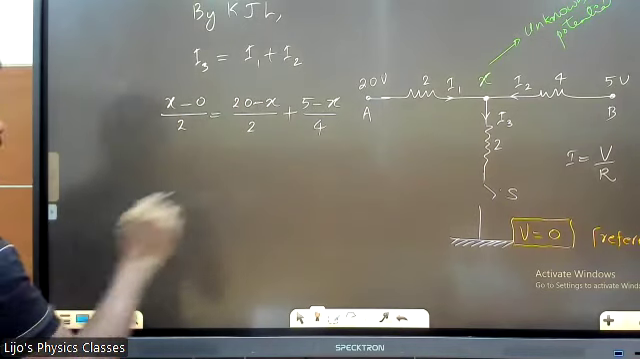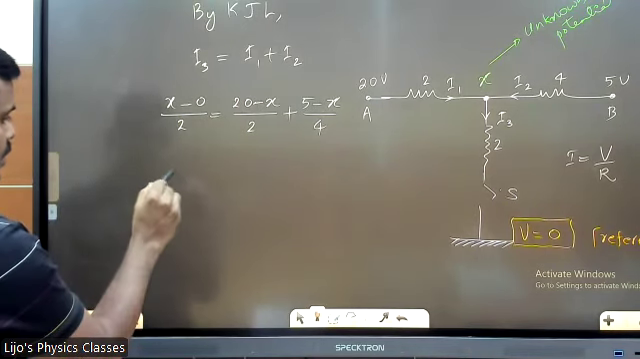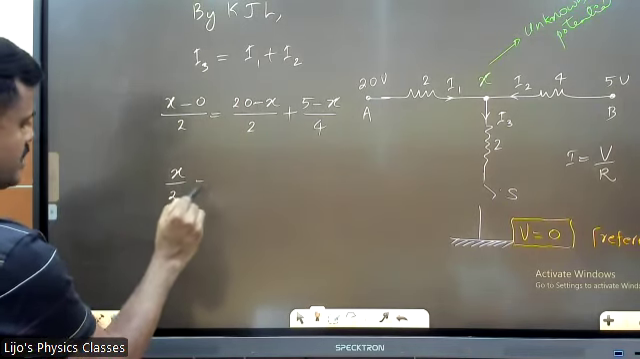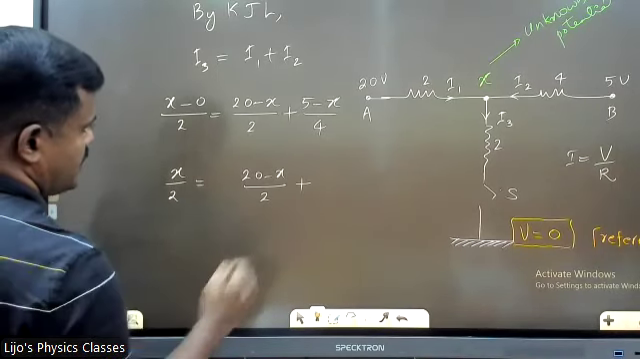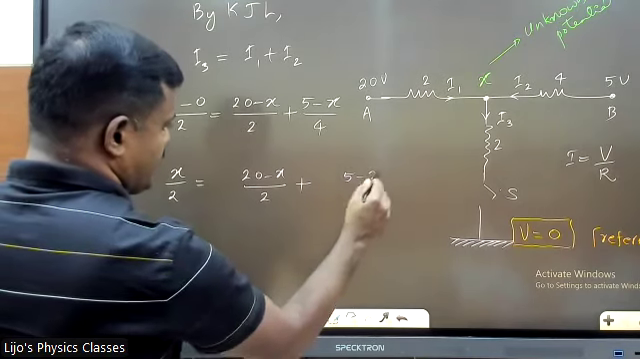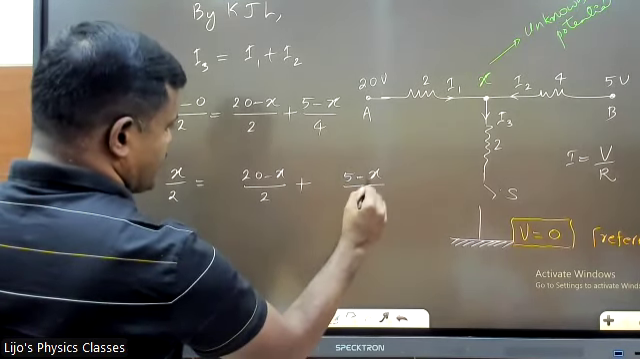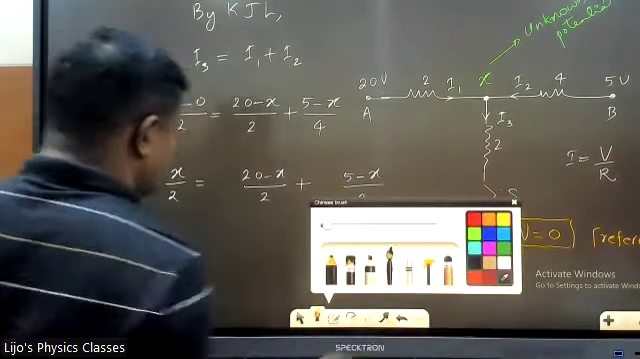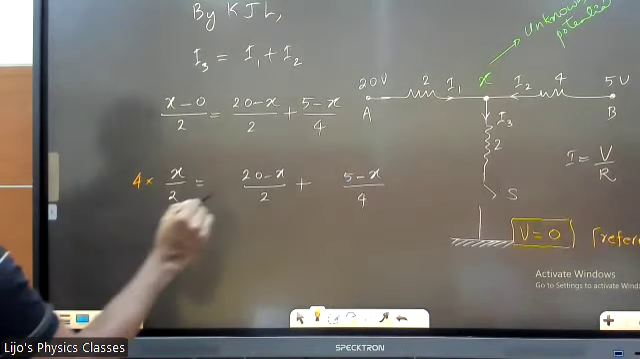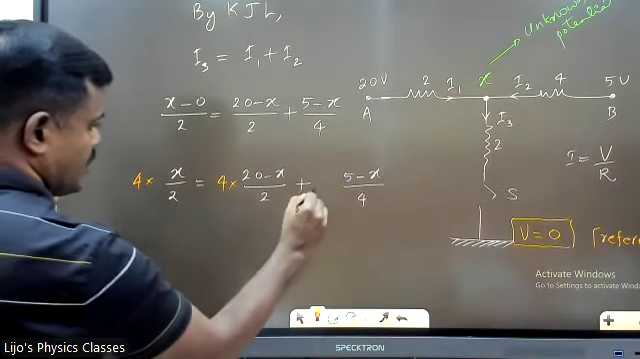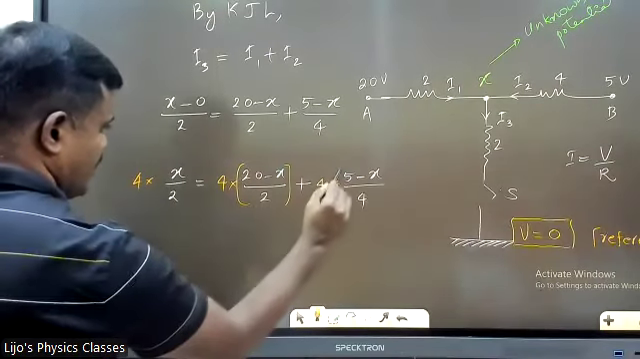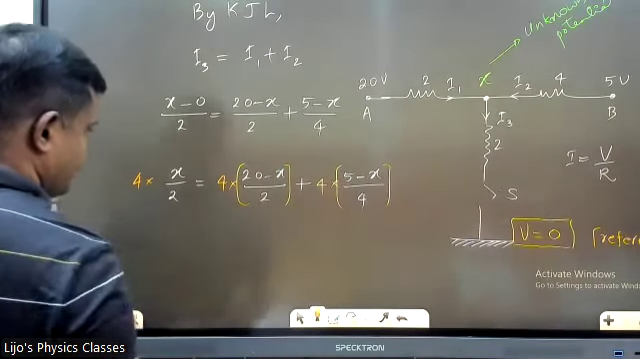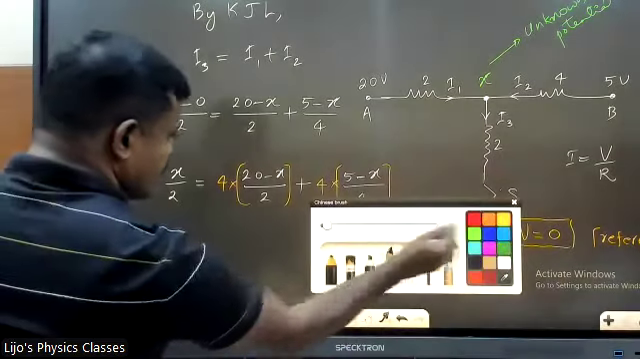Now multiply throughout with 4. I'm going to write it one more time. X by 2 is equal to (20 minus X) by 2 plus (5 minus X) by 4. I have intentionally left a space there so that I can multiply throughout with the 4. Am I correct? I am multiplying throughout with the 4. Tell me what you're going to get.